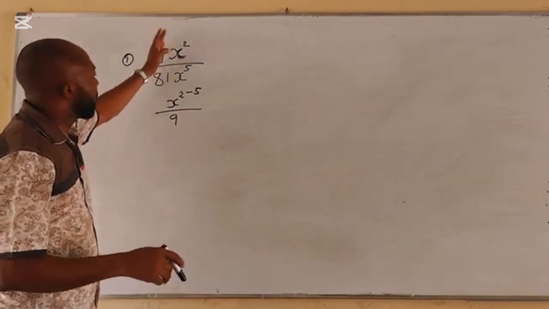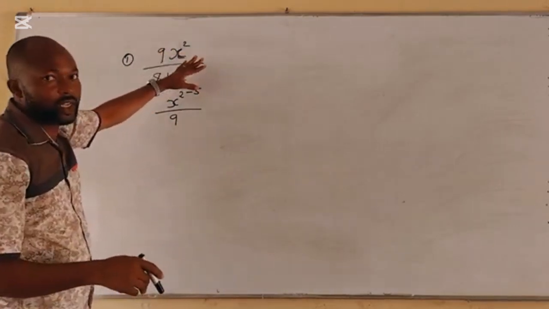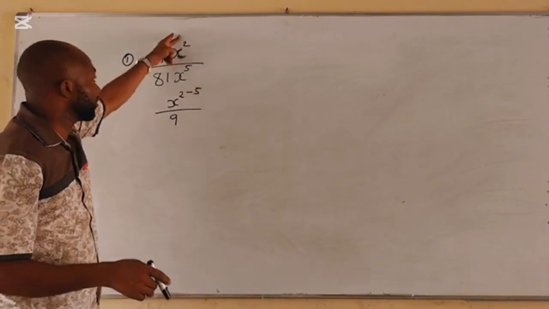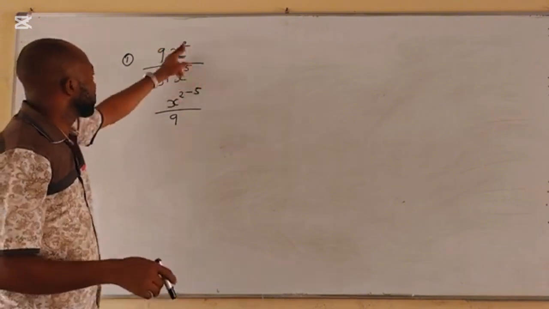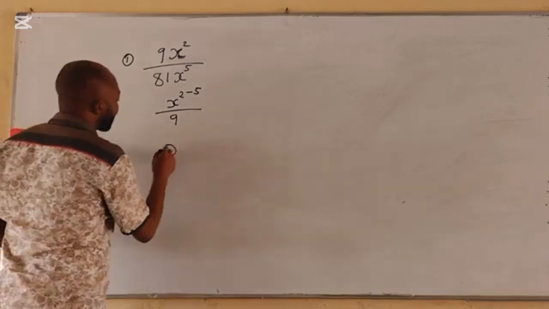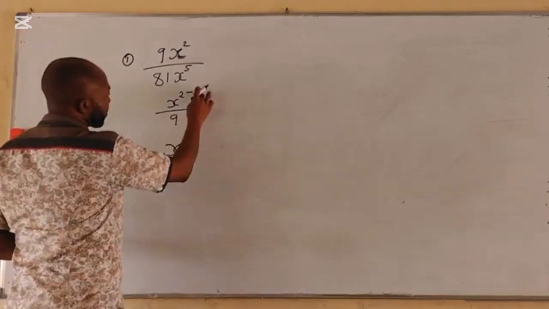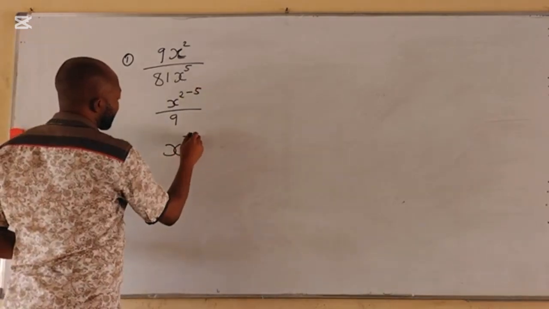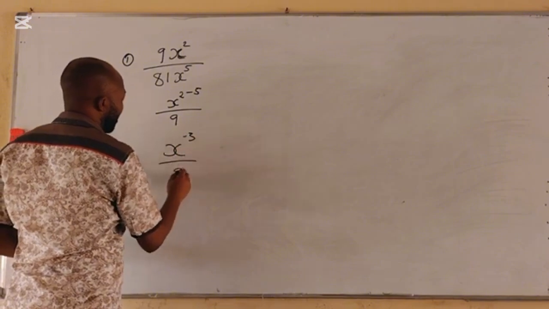Alright? So now, if this is true, because this side of x is, when numbers with equal bases are divided, their powers are subtracted. The power of the divisor is subtracted from that of the dividend. So 2 will be minusing what? 5. So my next step becomes x raised to the power 2 minus 5, which is minus 3, over 9.